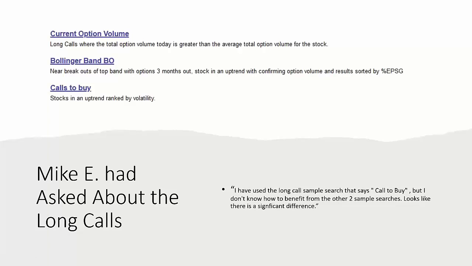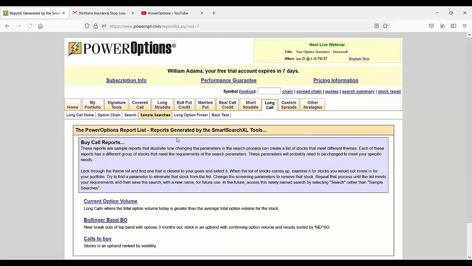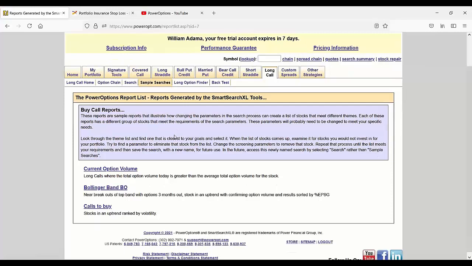Well, let's right now pause the screen. We're going to navigate over to Power Options. My apologies there. And we're going to take a look at our three sample searches for the long call. There we go. And as I mentioned, whenever you want to see a search or access and screen for positions and new strategies, simply go to your strategy tab. So we're here in long call. I can go into the search, or I can go into sample searches. So here's the sample searches. And to access the trades that match the themed report, I'll simply click on calls to buy.